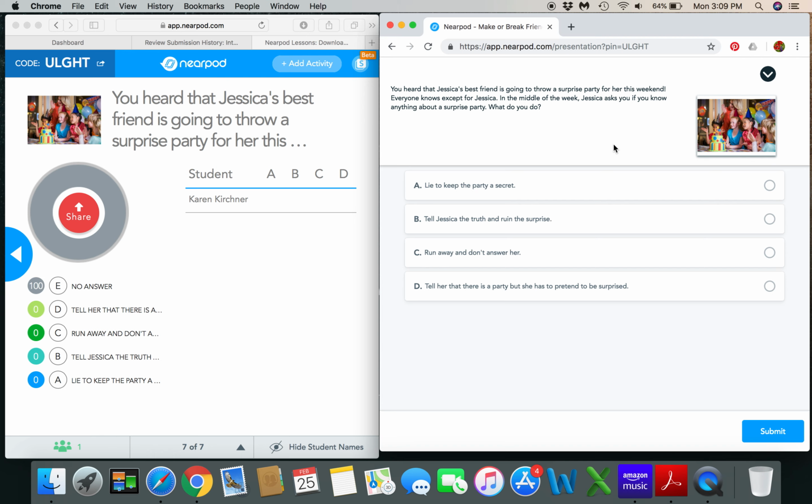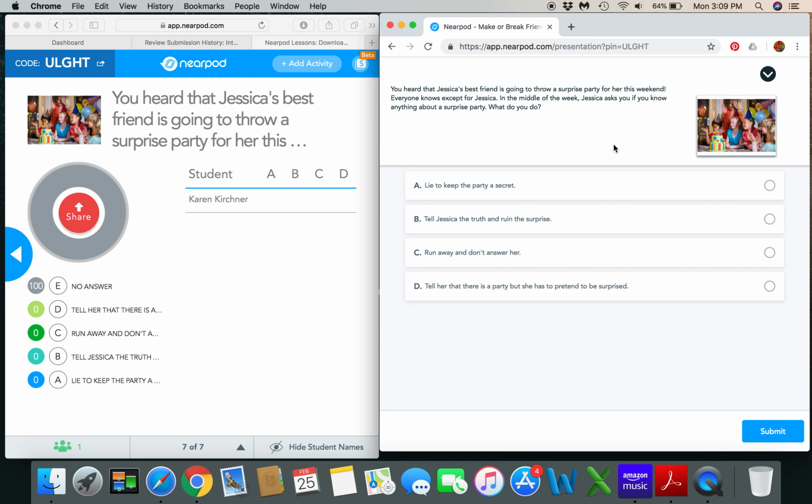So this is morally ambiguous for the kids because they can lie to her and say they don't know anything, which we've already gone over as a negative behavior in making friendships, or they can tell her the truth and ruin the surprise. So we came up with four different answers. Lie and keep the party a secret, tell Jessica the truth and ruin the surprise, run away and don't answer her, tell her that there's a party, but she has to pretend to be surprised.